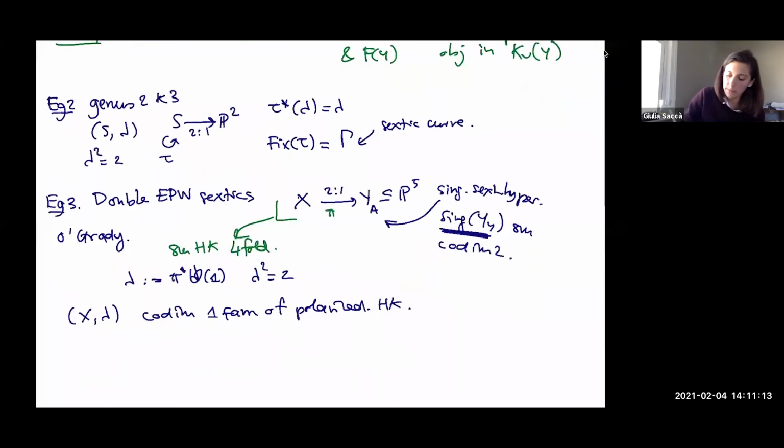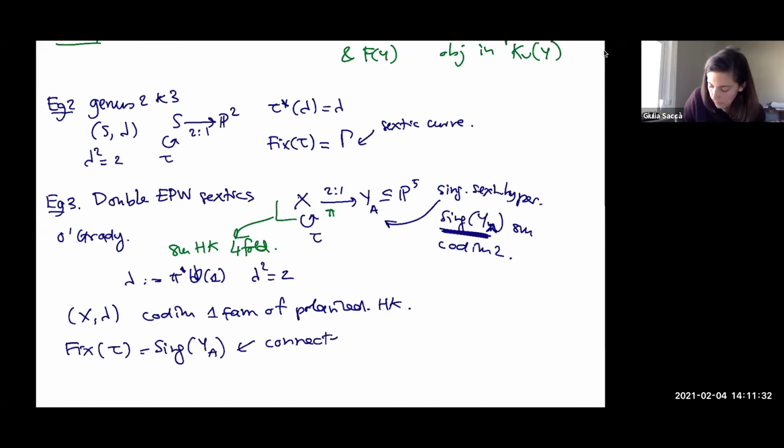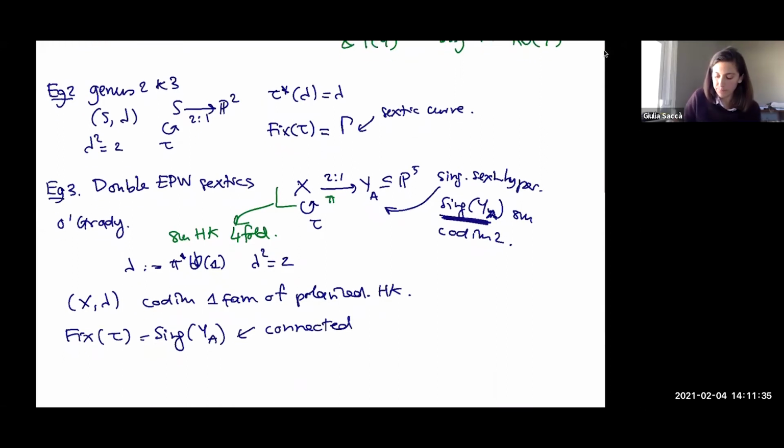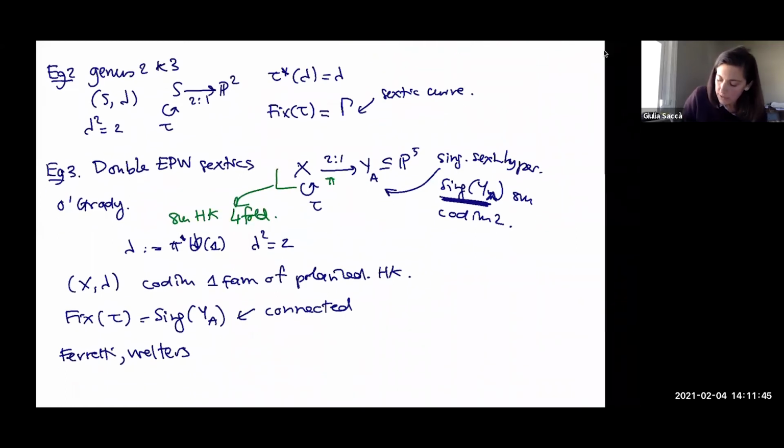Okay, and of course there is an involution that's realized as a double cover. So there's a natural involution there. And what is the fixed locus? Well, by construction, the fixed locus is the singular locus of the thing downstairs. And this is connected and is of general type. So I don't know if I should write here Ferretti and Welters. And a surface is a surface of general type.